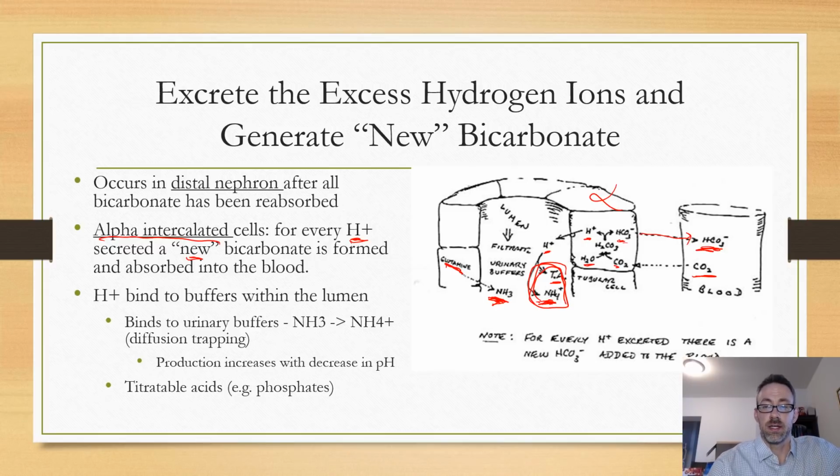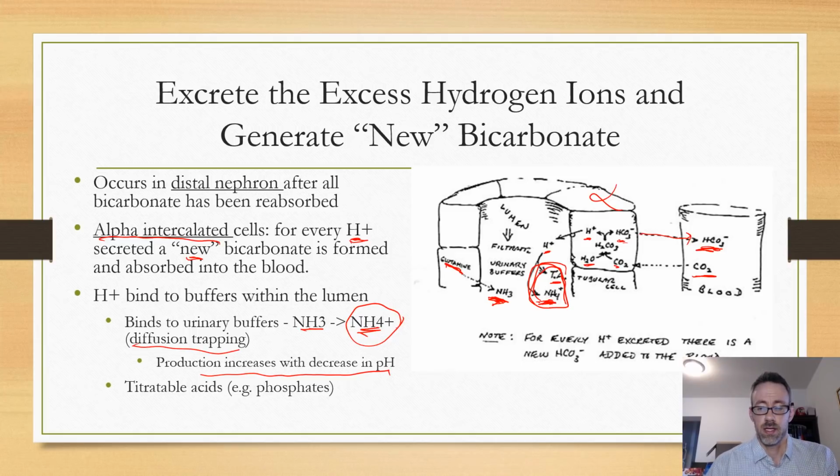Okay, and so in terms of those buffers, remember the NH3 binds a proton and becomes NH4. We call this diffusion trapping. Once it becomes positively charged there, it'll stay in the lumen. And the production increases with a decrease in pH, so we'll produce more NH3 to buffer those protons. In fact, the lowest our urine pH can go is about 4.5 or 4.4, because it gets buffered. There's very little free proton there.